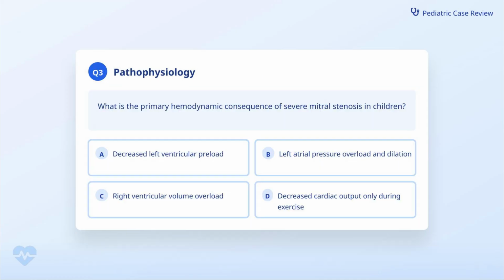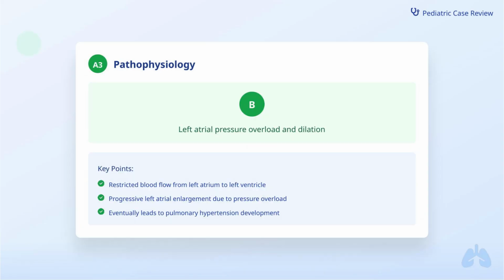What is the primary hemodynamic consequence of severe mitral stenosis in children? Option A, decreased left ventricular preload. Option B, left atrial pressure overload and dilation. Option C, right ventricular volume overload. Option D, decreased cardiac output only during exercise. Consider the flow of blood through the heart and the effects of a narrowed mitral valve. The correct answer is B, left atrial pressure overload and dilation.